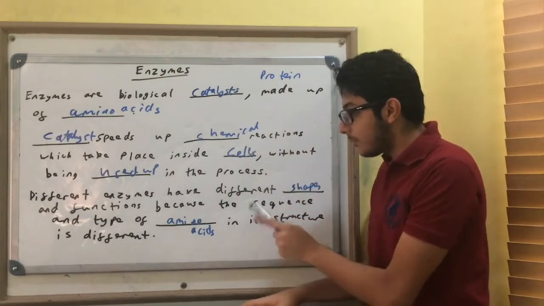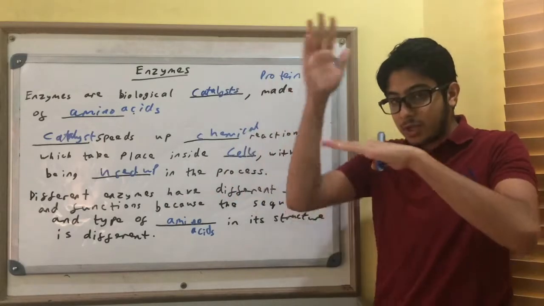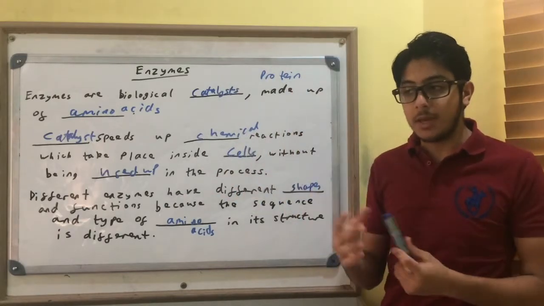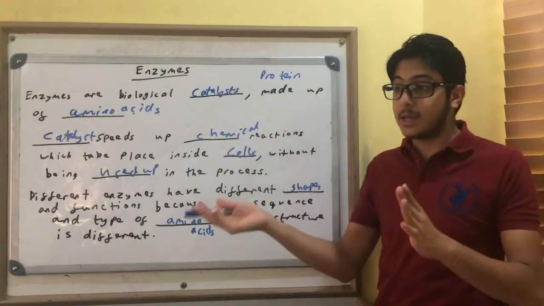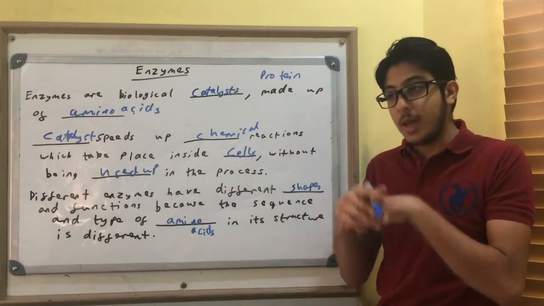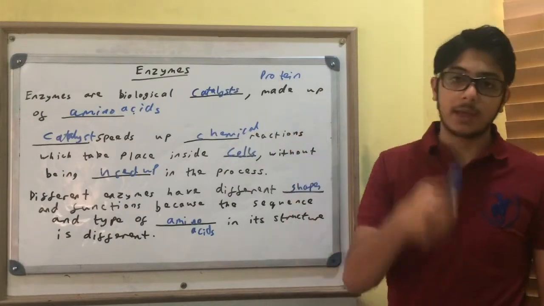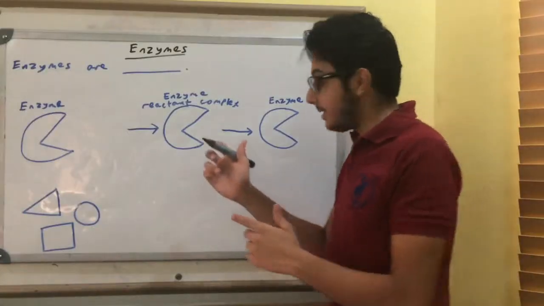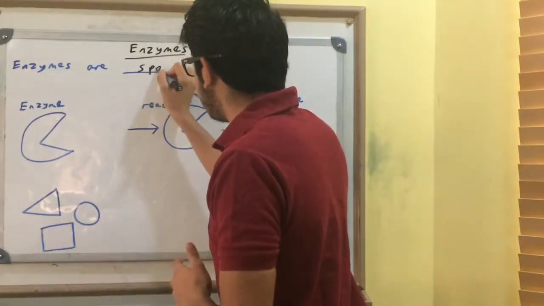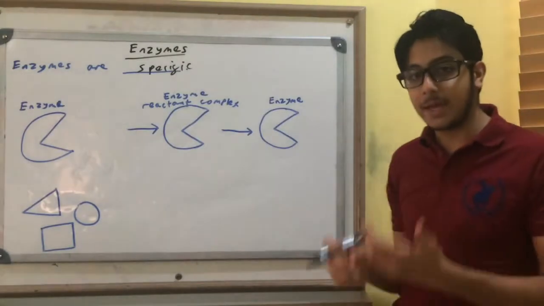Okay, and the sequence of amino acids in its structure determines the specific shape, because enzymes are specific. The long chains of amino acids fold to form a molecule with a specific shape. And this molecule with a specific shape is the enzyme. Okay, so I'm going to keep stressing this. Enzymes are specific. They are specific about what reactions they catalyze.